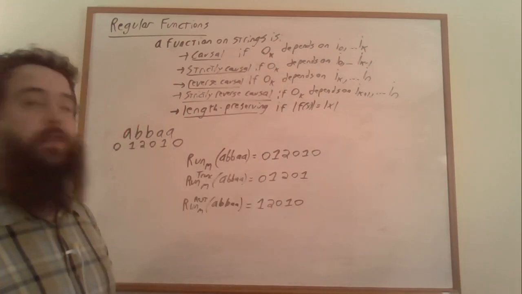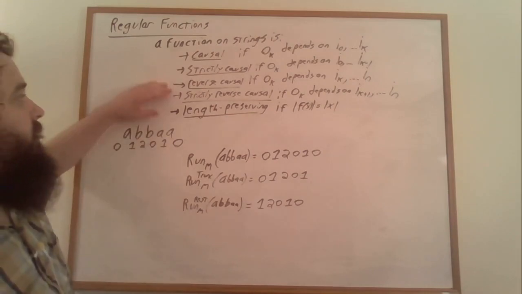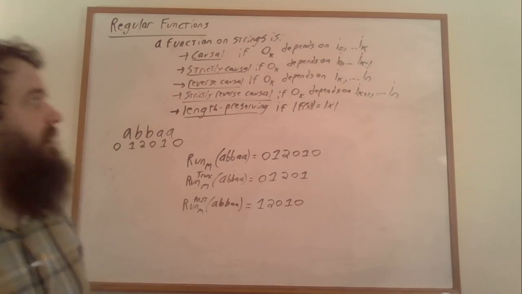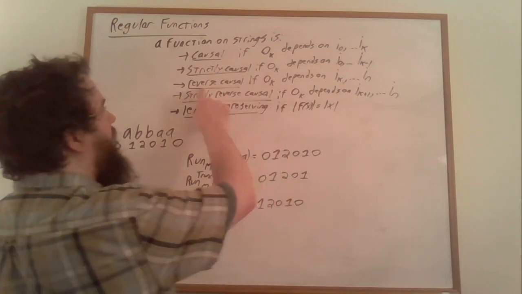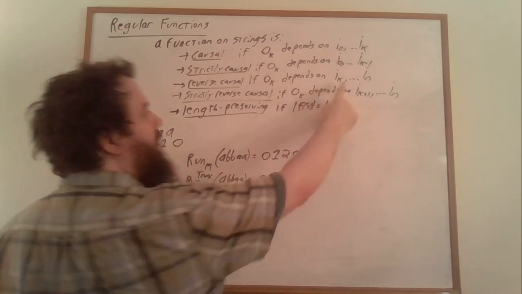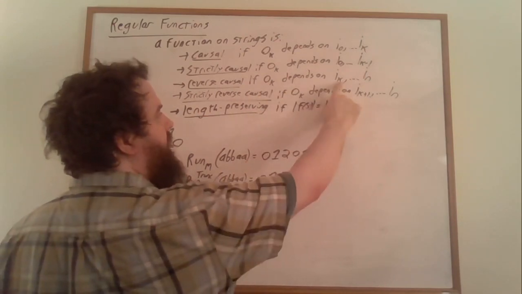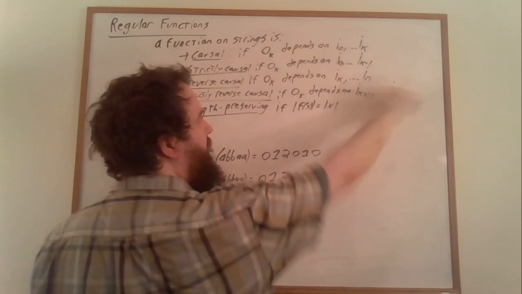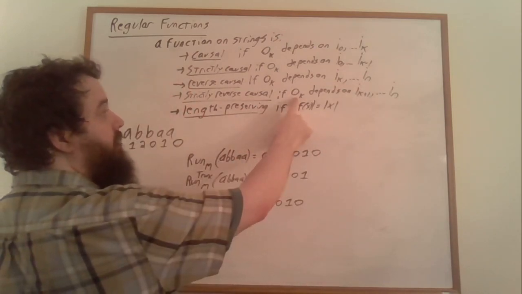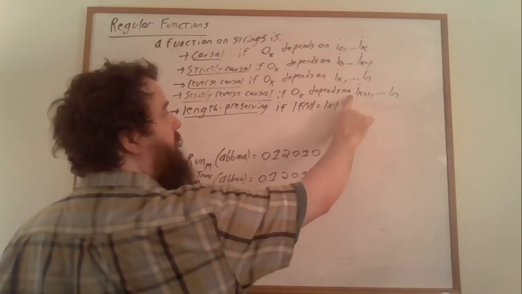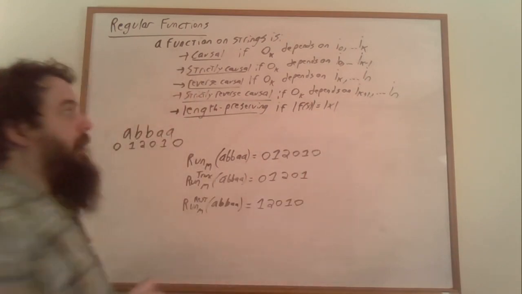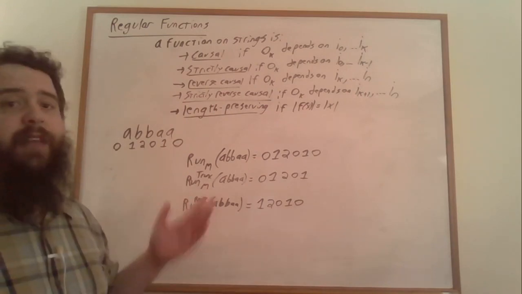It will also be useful later on to be able to talk about reverse causal and strictly reverse causal functions, and this is exactly the same. Here, a function is reverse causal if the kth character of the output depends only on the kth character of the input and everything afterwards, and strictly reverse causal if the kth character of the output depends only on the characters of the input strictly past the kth character. And this doesn't have to be strict.